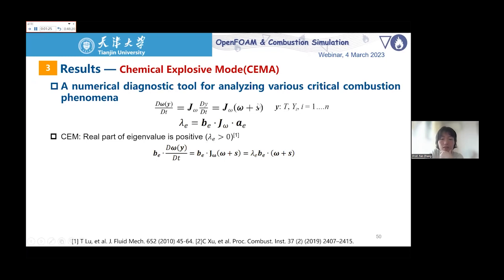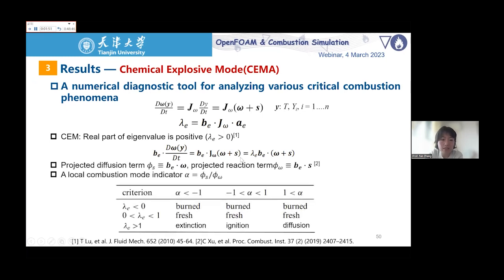But this method didn't consider the diffusion term, here it is S. So Xu later improved this method. They multiply the left eigenvector by the previous equation to get the projected chemical reaction term, B_e times omega, and also the projected diffusion term, B_e times S, the diffusion term. So you can get a ratio of the diffusion term over the chemical reaction term, to look at the local chemical mode indicator.